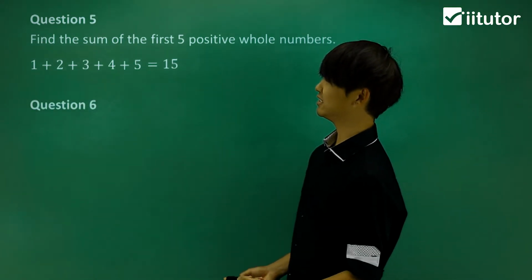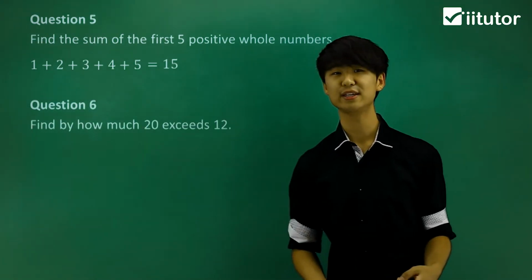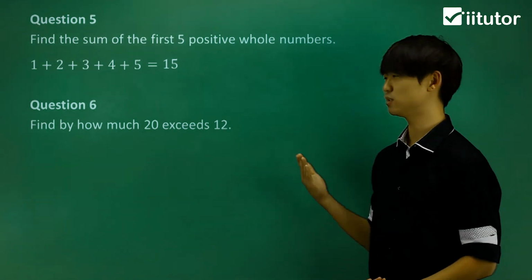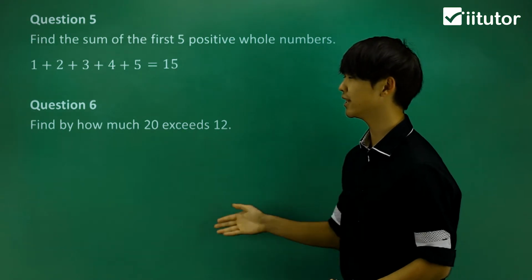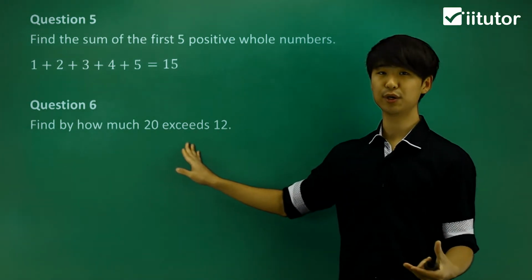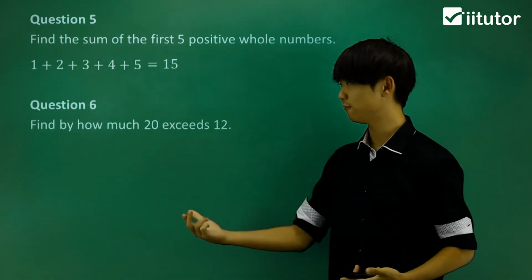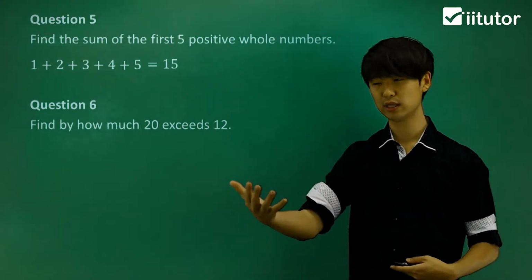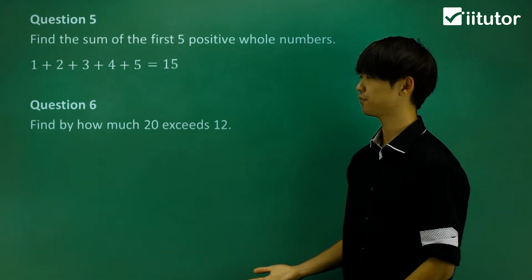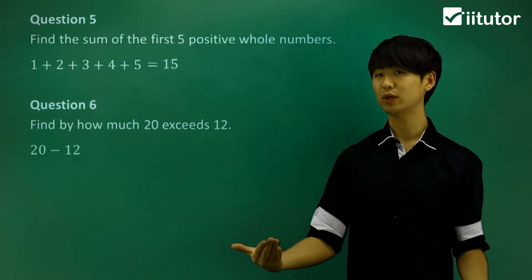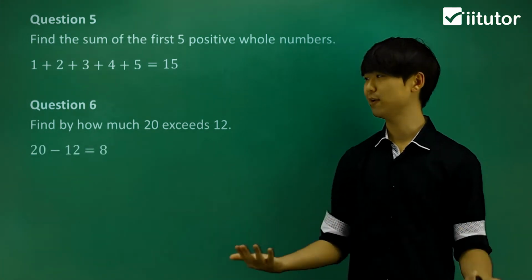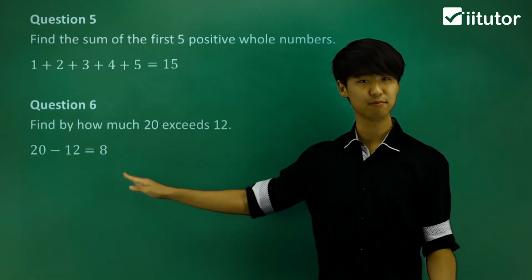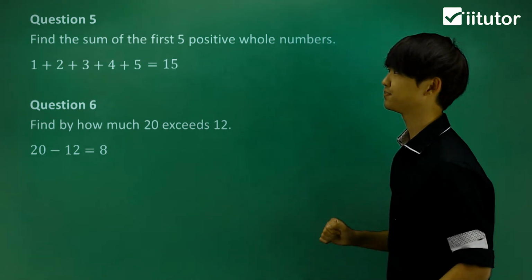Now, question 6 says, find by how much 20 exceeds 12. We have this word "exceeds." What this means is we're going to try and find how much bigger 20 is than 12. I want you to think about what kind of operation we're going to use. If I do 20 subtract 12, we have the value of 8. So 20 exceeds 12 by 8. That's how you read this question.